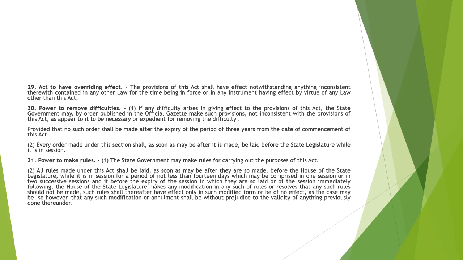Section 30 is the power to remove difficulties. If any difficulty arises in giving effect to the provisions of this act, the state government may, by order published in the official gazette, make such provisions not inconsistent with the provisions of this act as appear to it to be necessary or expedient for removing the difficulty. The proviso is that no such order shall be made after the expiry of the period of 3 years from the date of commencement of this act. Then every order that is made under this section shall, as soon as may be after it is made, be laid before the state legislature while it is in session.